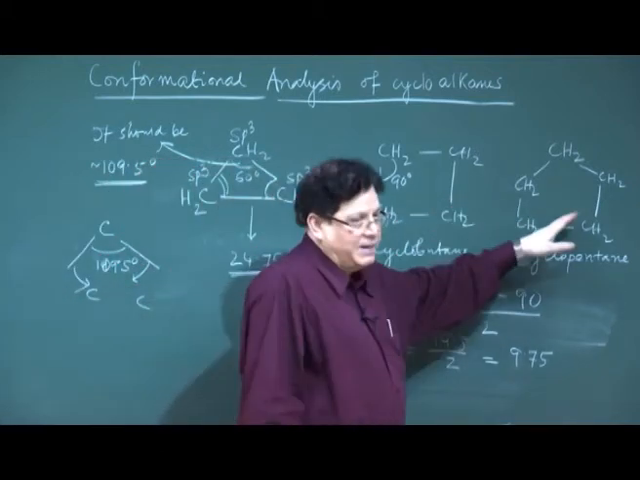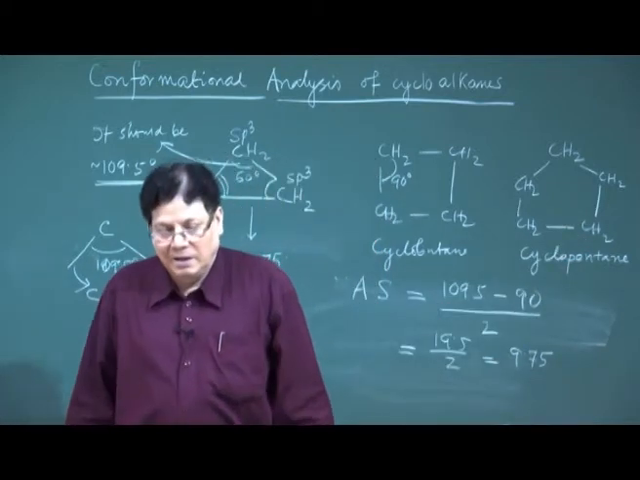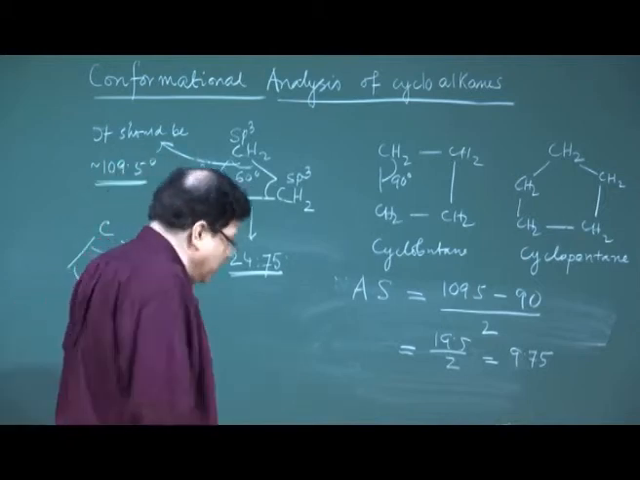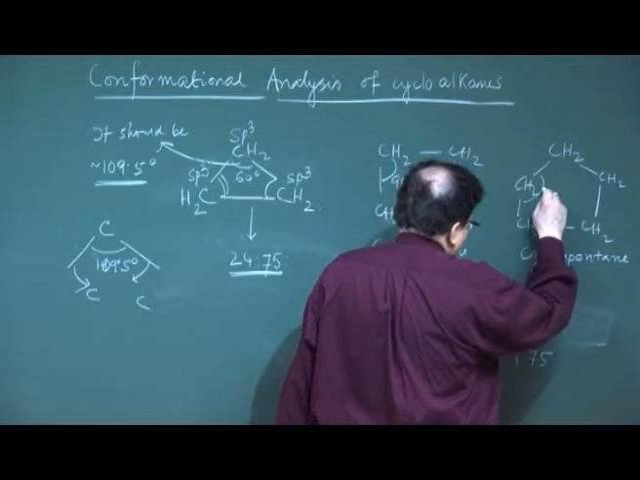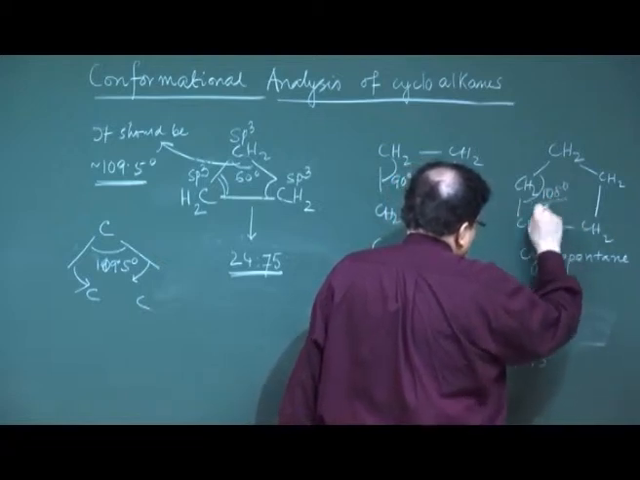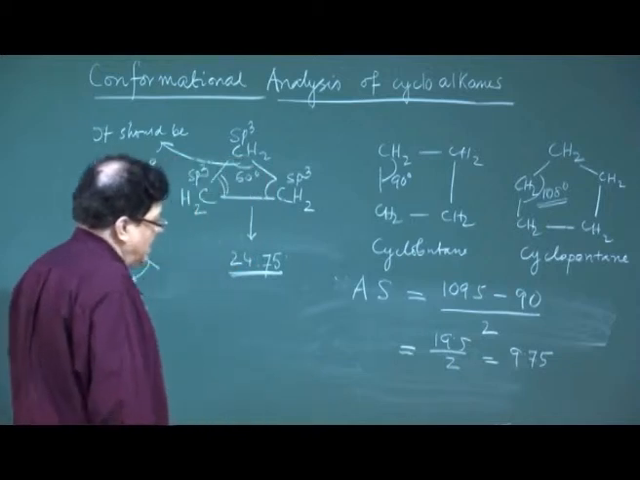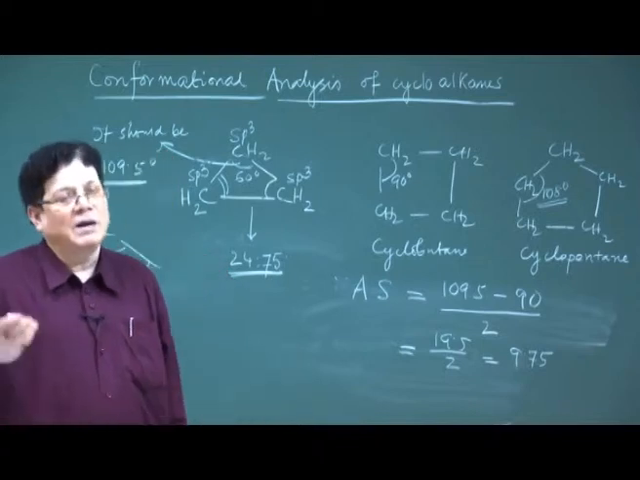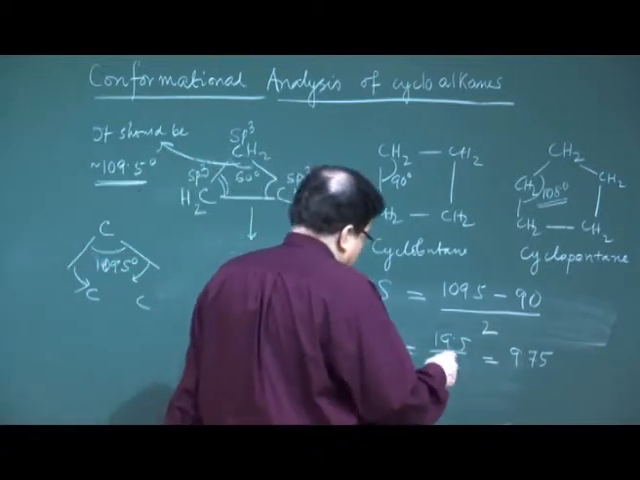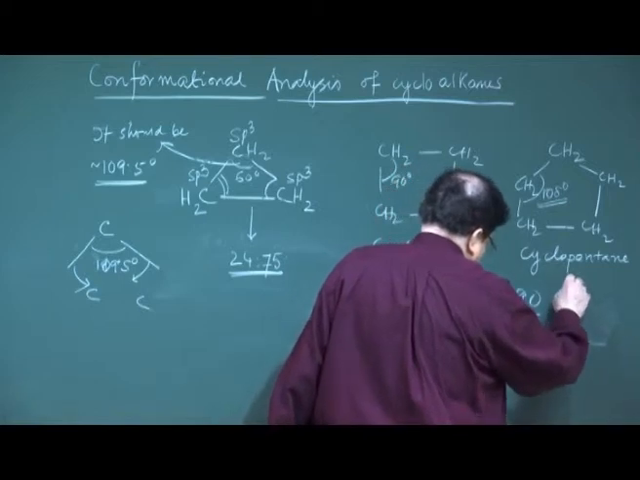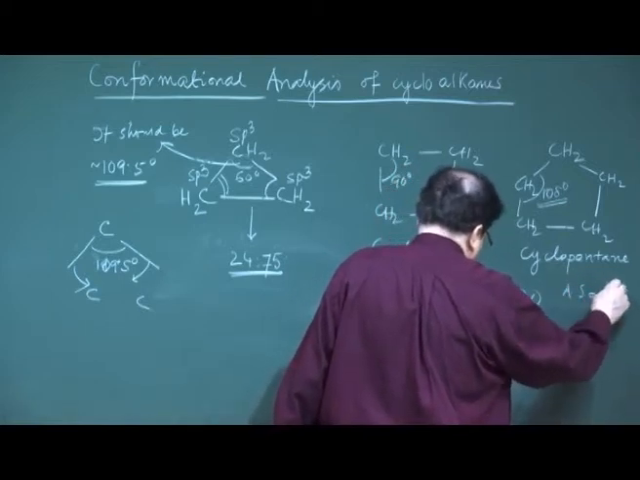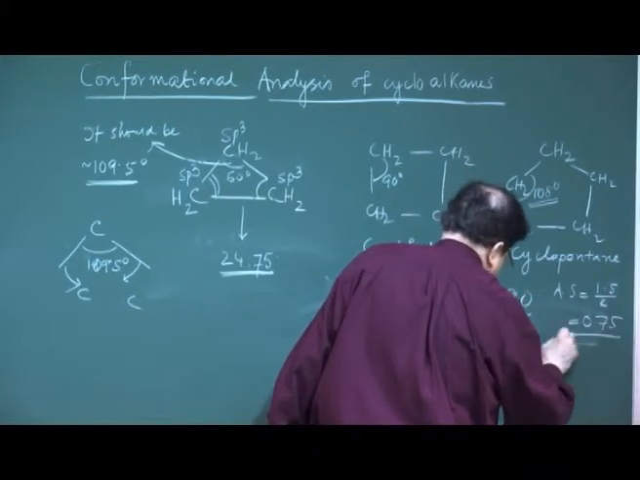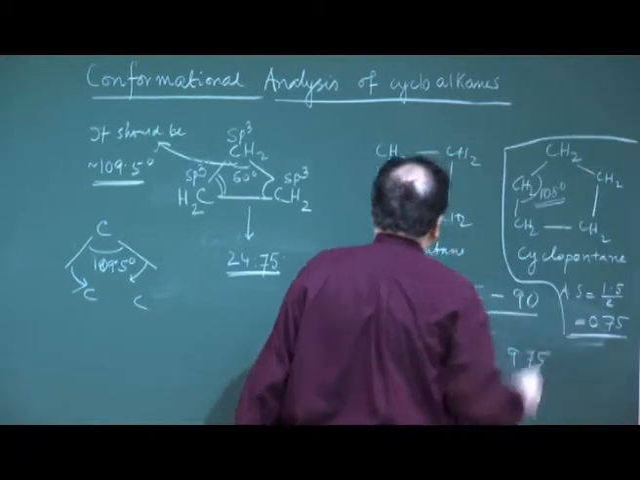Then if you take cyclopentane, you can calculate the angle strain again. And what will be the angle strain here? If it is a regular pentagon, then the angle will be 108 degrees, and you see it is very close to the angle that is required as per hybridization of the carbon, that is 109.5. So, the angle strain here is very little, you can calculate, that is 1.5 divided by 2. So, 0.75.